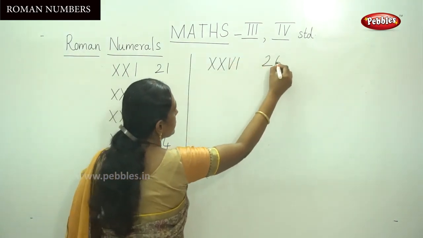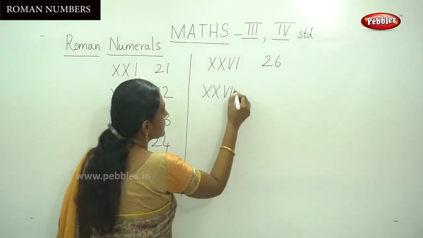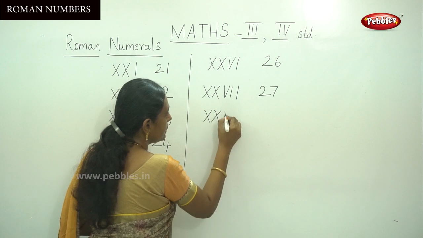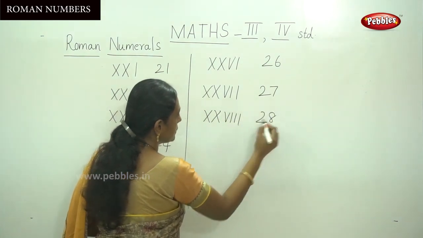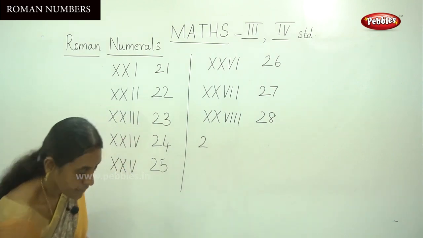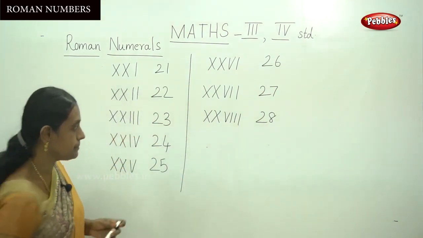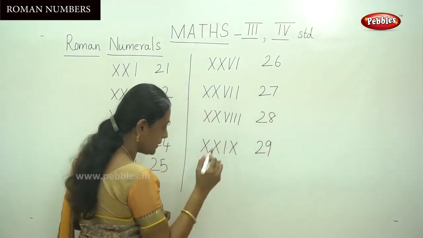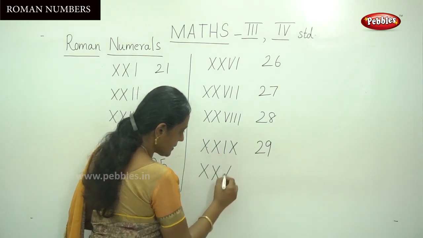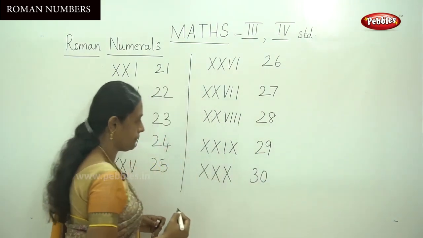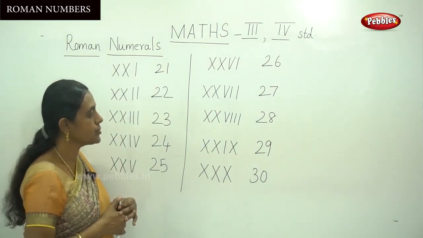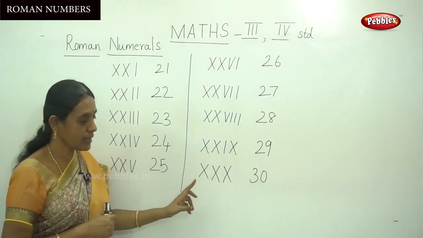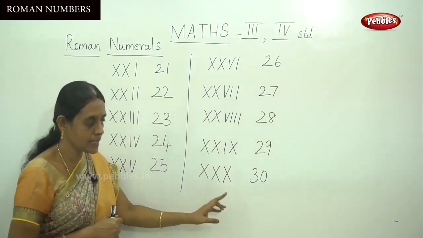And next, 26. And similarly 27. This is 20, this is 7. And 20 plus 8, and 29 and 30. For 30 you put 3 X. This is 30, and you should know for 30 you have to write 3 X. 10 plus 10 plus 10 denotes 30.